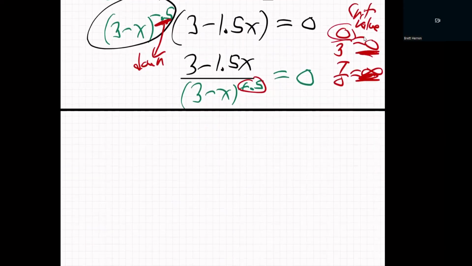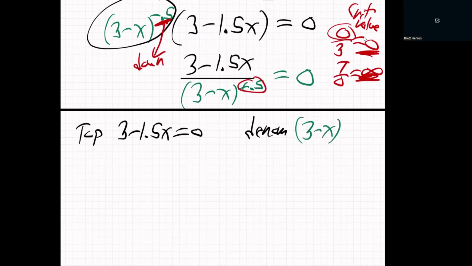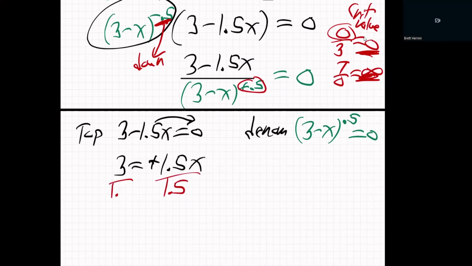So whatever makes the top 0, I'm going to take the top, the numerator, and I'm going to set it equal to 0. And I'm going to take the denominator all by its own self to the positive 0.5 and set it equal to 0. Anything that makes the top or the bottom 0 is 0 or infinity. So that's 3 equals positive 1.5x, divided by 1.5. X is 2.